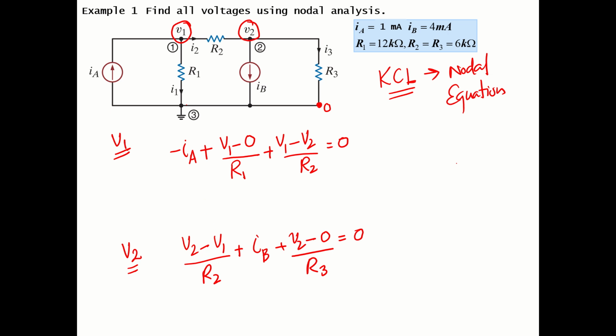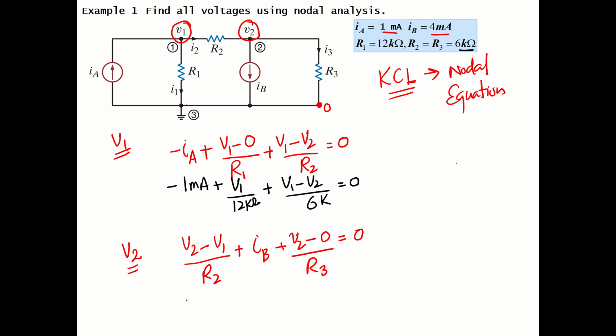For that, we need to put in the actual values of the current sources. For example, IA is 1 milliampere, IB is 4 milliampere, and the values of the resistors. So let's put those into these equations. IA is 1 milliampere, so I put 1 milliampere here, plus V1, which I need to find, minus 0 divided by R1. The R1 value is 12 kilo ohm, plus V1 minus V2 divided by R2. The value of R2 and R3 is 6 kilo ohm, this is given, and this is equal to 0.